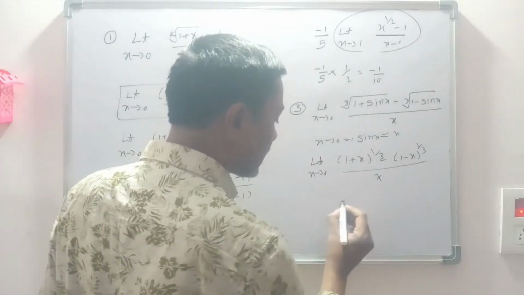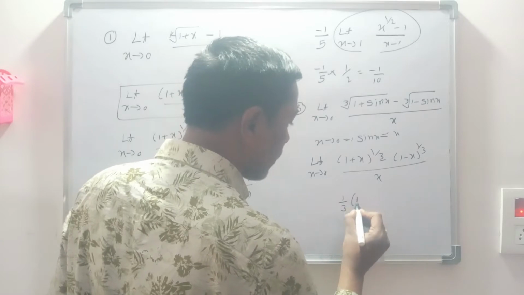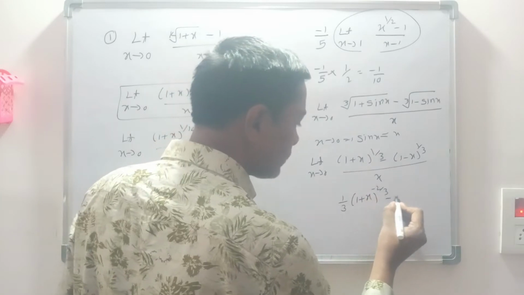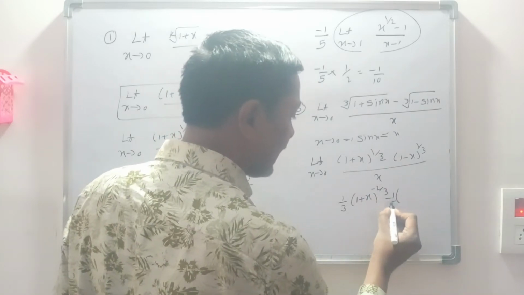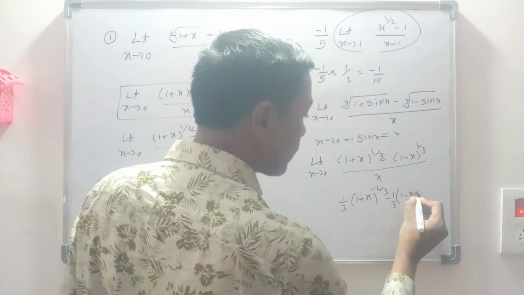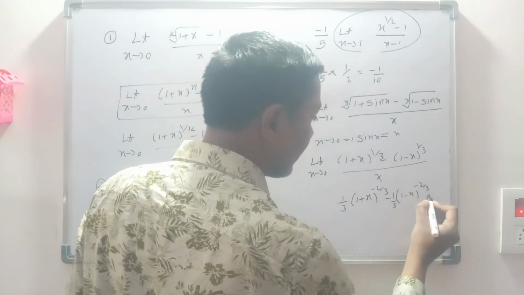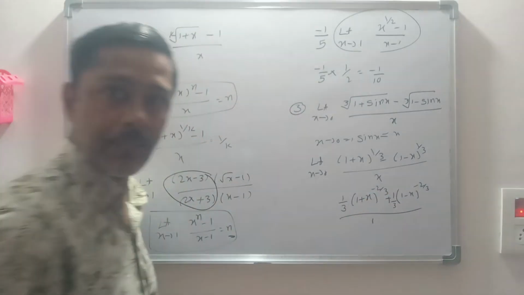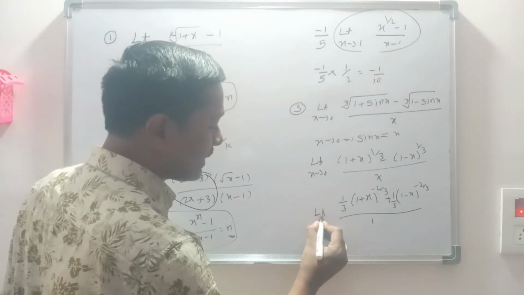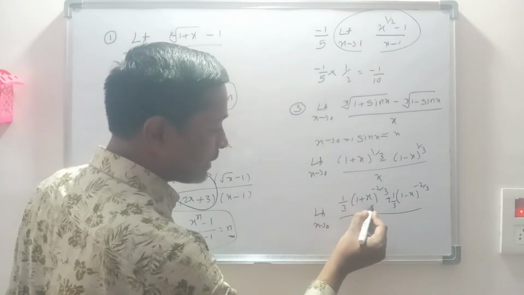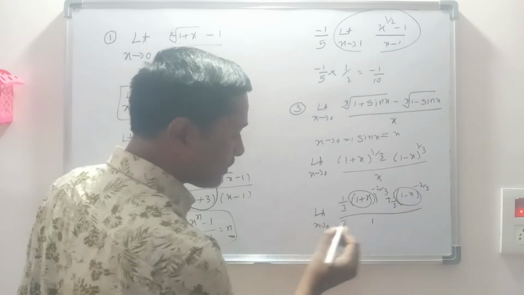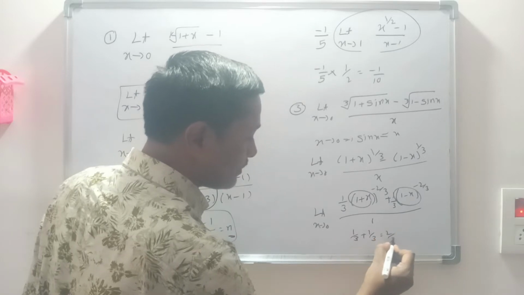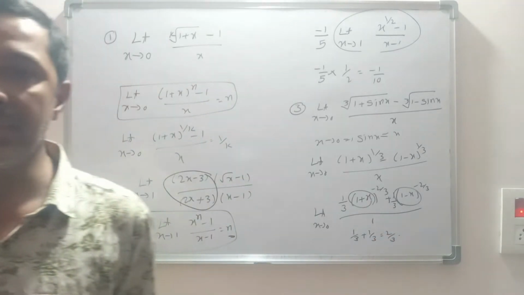What is the derivative of this term? 1 by 3 (1 plus x) whole power 1 by 3 minus 1, that is minus 2 by 3, minus 1 by 3 (1 minus x) whole power minus 2 by 3. What is the derivative of minus x? This becomes plus. What is the derivative of x? 1. After that, what is the limit? Limit x tends to 0, apply 0. This can be 1. 1 by 3 plus 1 by 3. What is the answer? 2 by 3. This is a shortcut method. 2 by 3 is the answer.